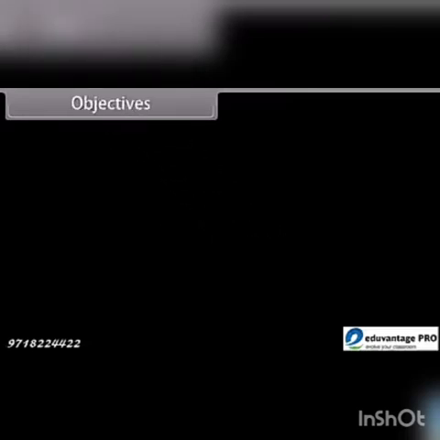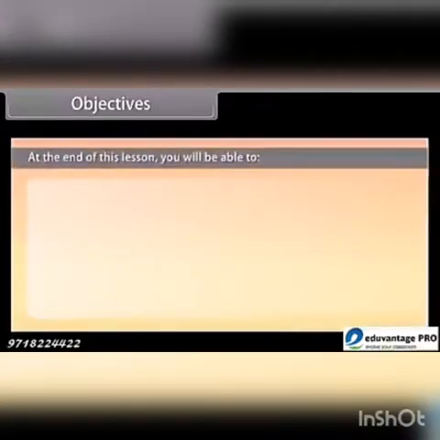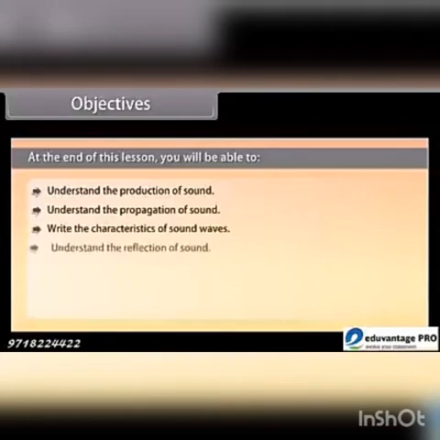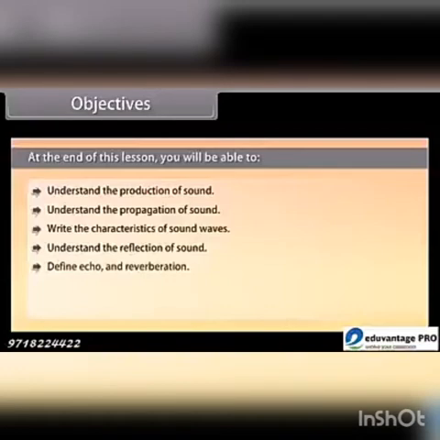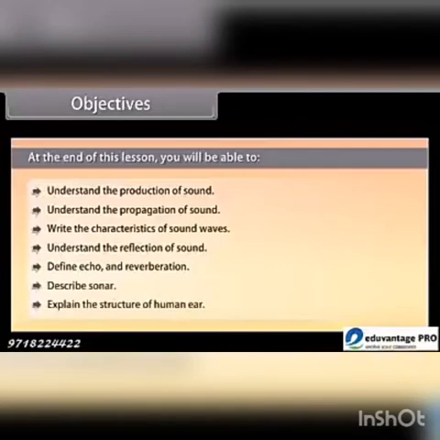Objectives. At the end of this lesson, you will be able to understand the production of sound, understand the propagation of sound, write the characteristics of sound waves, understand the reflection of sound, define echo and reverberation, describe sonar, and explain the structure of the human ear.